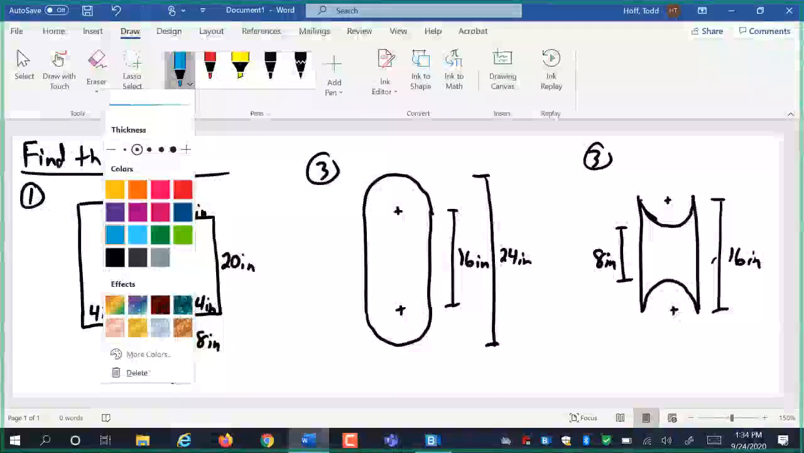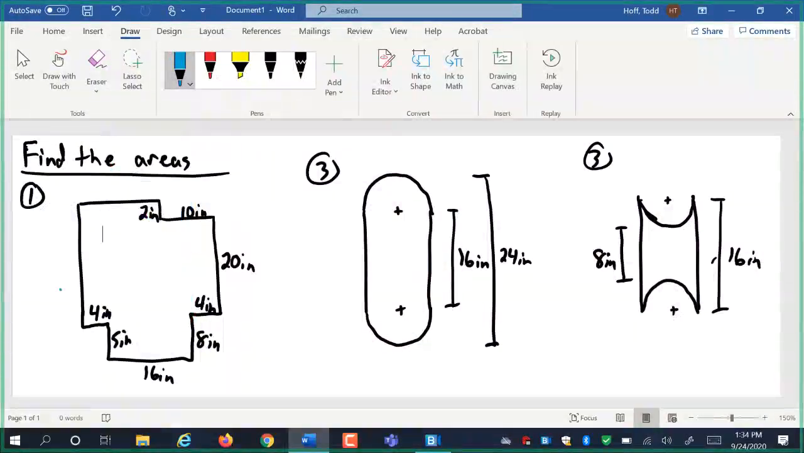So for number one here, assuming those are all square corners, which I've asked you to do if the drawing's close at least, we have a couple of sides that we need to find. We need to find this side up here.